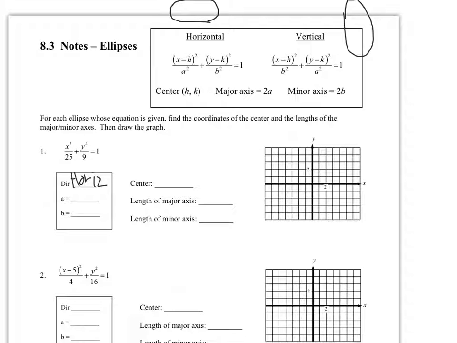So what would a be? Well, I know that a squared is 25, so therefore a is going to be 5, b is going to be 3, okay? So what would the center be? Well, the center, remember, is h and k. Well, since they're not listed here, it must be 0 and 0. So therefore, the center is at the origin. And then it asks for the length of the major axis and the length of the minor axis. We'll answer that after we graph. So let's go ahead and graph this guy and see what we get here.